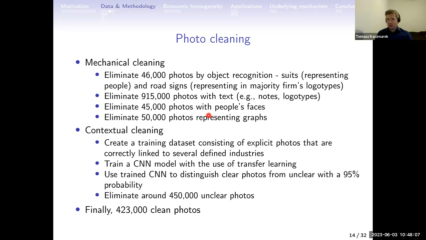Then we also perform contextual cleaning, when we create a base of photos that represent any product. And then we eliminate from our whole database those that are not related to products. And when we perform all of this, out of 2 million photos, we stay with a little bit more than 400,000. So we eliminate around 80% of photos.